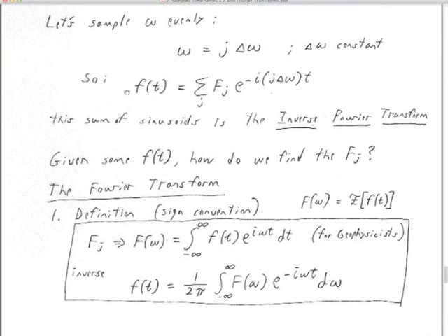So the signal now is, we had the Fourier component F at frequency index j times e to the minus i, and we used to have omega sub j, but now we see that omega sub j is really just j times delta omega times t.